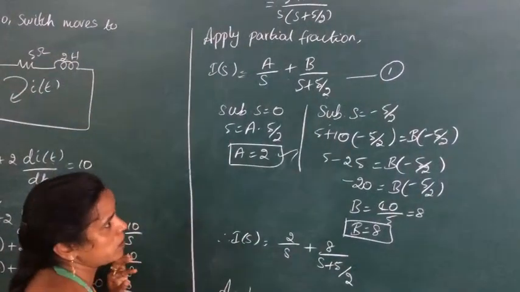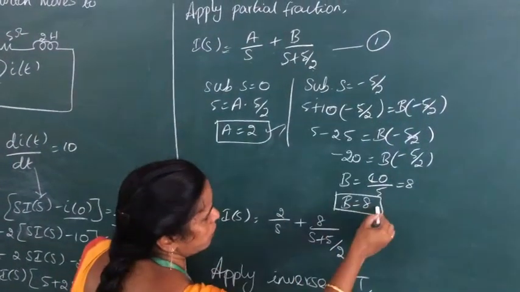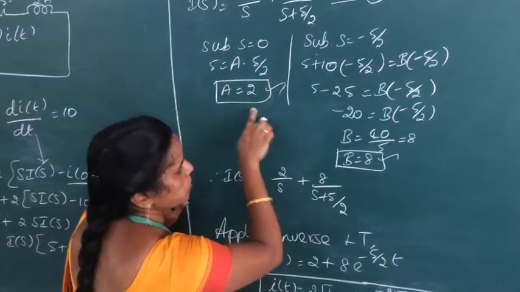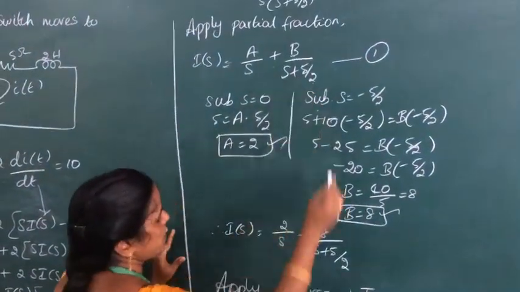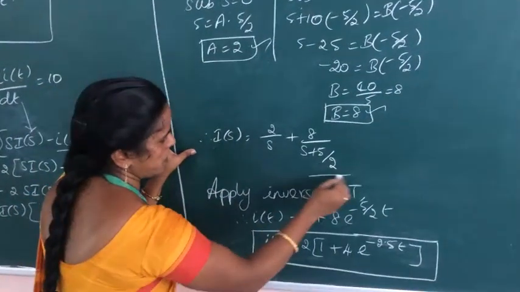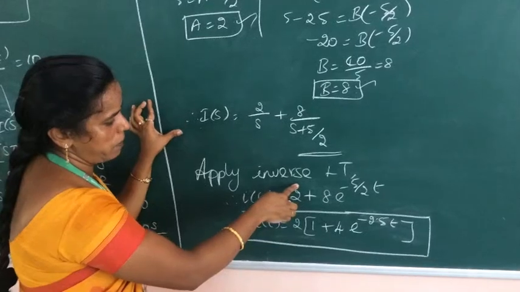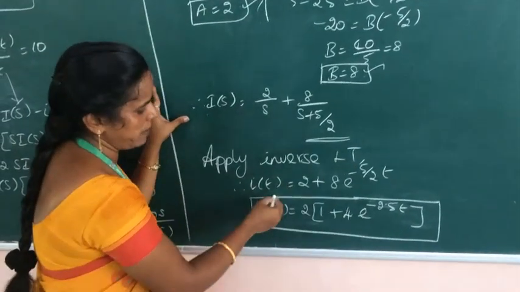If you substitute s is equal to minus 5 by 2, we are getting the value for B is equal to 8. We have to substitute these two values, 2 and 8, in the first equation. So you can write what is I of s. So we got the value for I of s. So the last step is we are going to apply inverse Laplace transform to find the transient current.